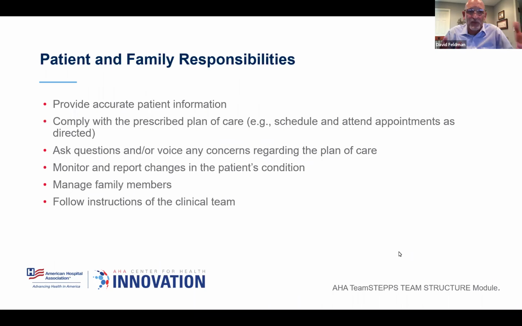And then, of course, there are responsibilities for the patients and families themselves. I think you're all aware this comes from that same module. They need to give us complete information, comply with the standards of care, with the prescribed plan of care, I should say, asking questions, managing family members, following instructions, and so forth. But I always am reluctant to emphasize this too much. We can't be blaming patients for bad outcomes, but we do need to include them in the care and make it reasonable for them to help us take the best care of them. I think that's maybe a good way of thinking about it.